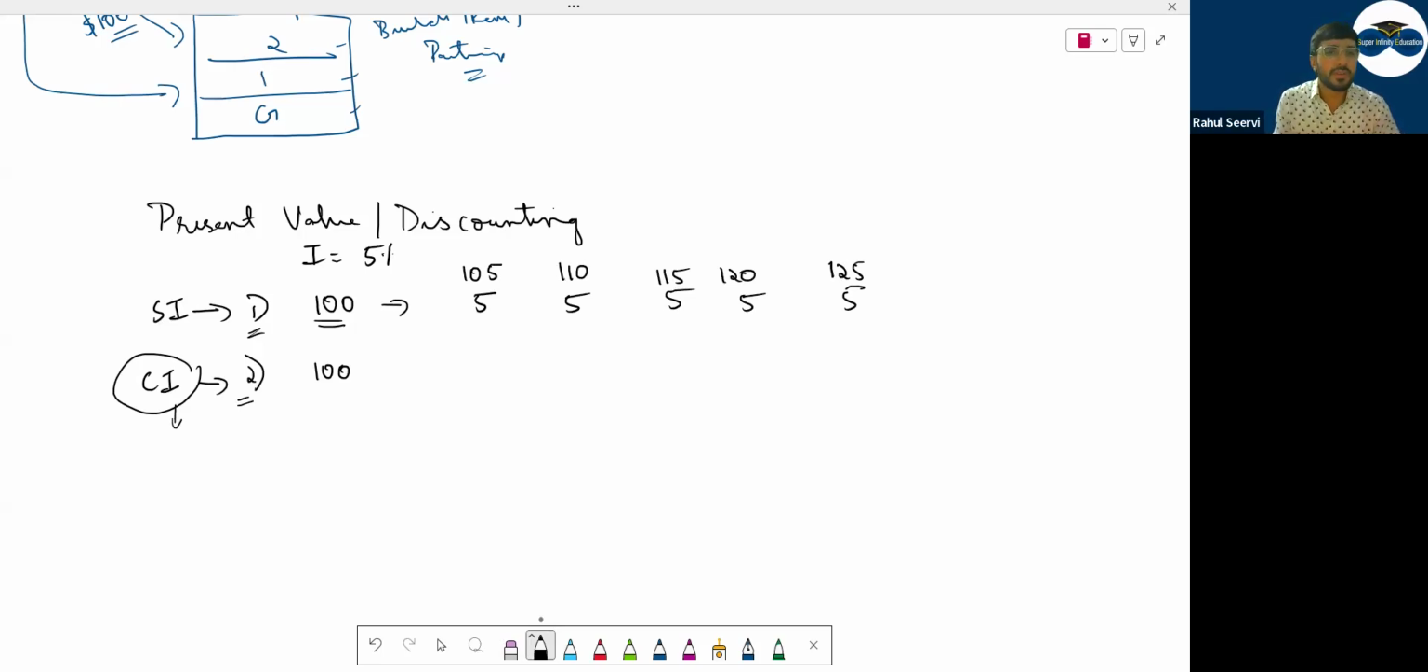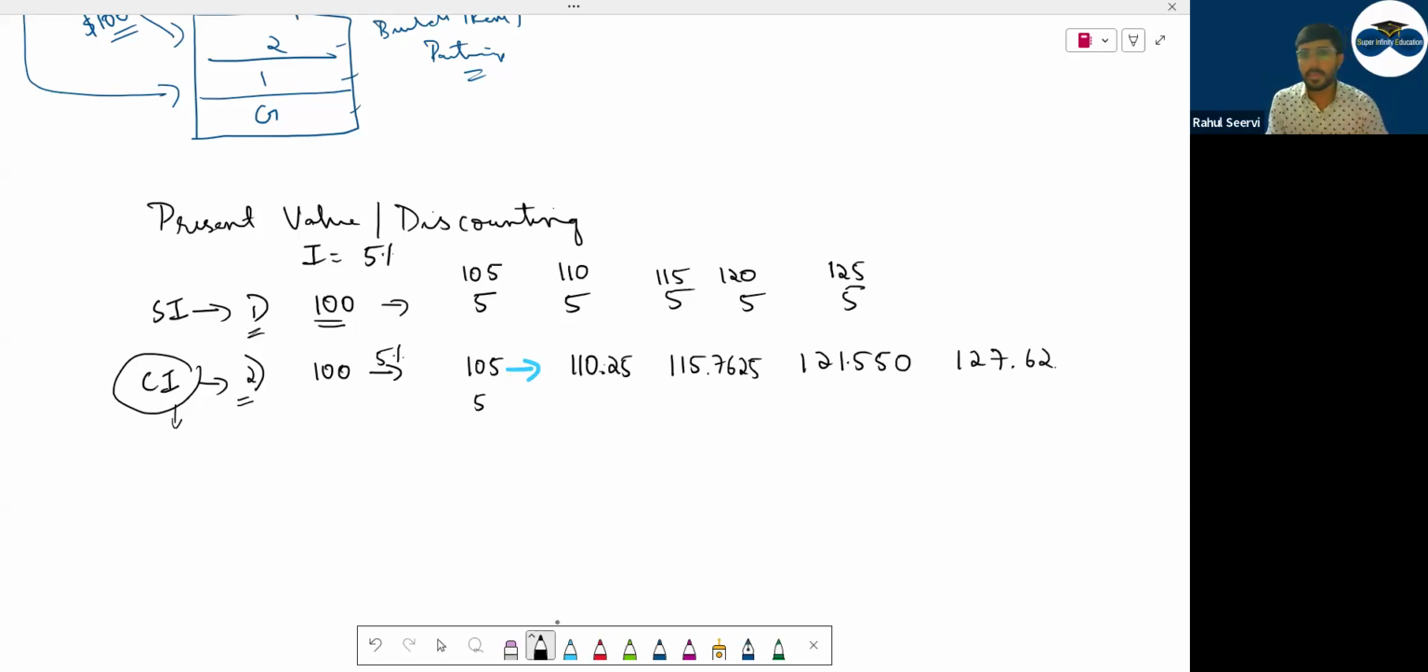But in compound interest, what will happen? In the first year you receive 5%, so your balance will be 105. Next year you will receive 5% on 105. So how much is this? 105 into 5% plus 105, which is 0.25 extra. Then again on 110.25 plus 5%, it's 115.7625. Clear? Then again on this plus 5%, 121.550. Again on this 5%, 127. This is the value you are getting.